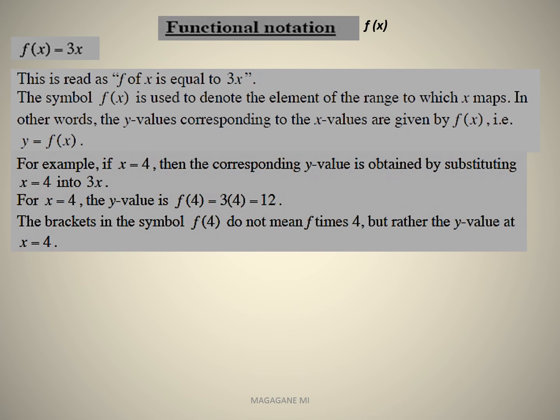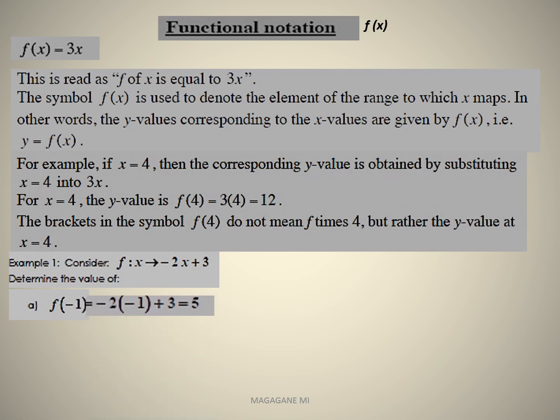Where is x? We put 4. So 3 times 4 equals 12. The brackets in the symbol f at 4 do not mean f times 4, but rather the y value at x equals 4. Example number 1. Consider f of x equals 2x plus 3. Determine the value of f at -1. We substitute x as -1. So we have 2 times -1 plus 3, which equals 1.